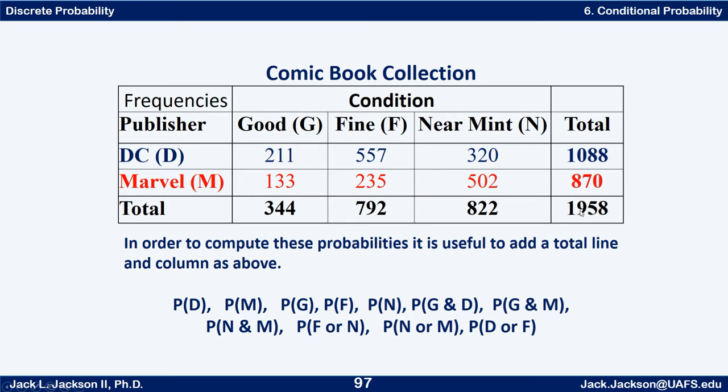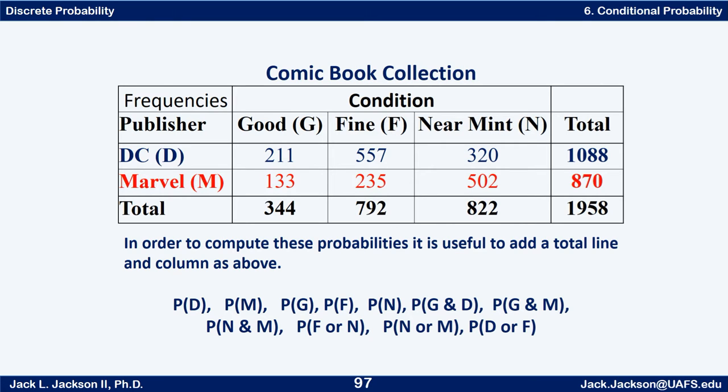And you can get the total of 1,958 comic books in the collection by either adding the 1,088 and the 870, or adding across the totals row for each condition, adding the 344, the 792, and the 822. Or you can add those six original numbers all together. Either way, you should get the same number, 1,958. So if you haven't done it already, go ahead and use these numbers to help with computing these probabilities. Press pause if you need to.